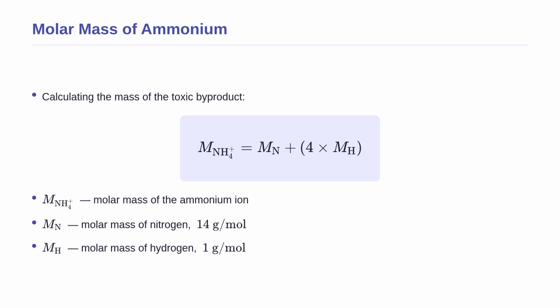MNH4+ is the total molar mass we want to find. Mn represents the molar mass of nitrogen, and MH represents the molar mass of hydrogen. We multiply the hydrogen mass by 4 because there are exactly 4 hydrogen atoms attached to the central nitrogen atom. Since atomic masses are constant, this value will never change.